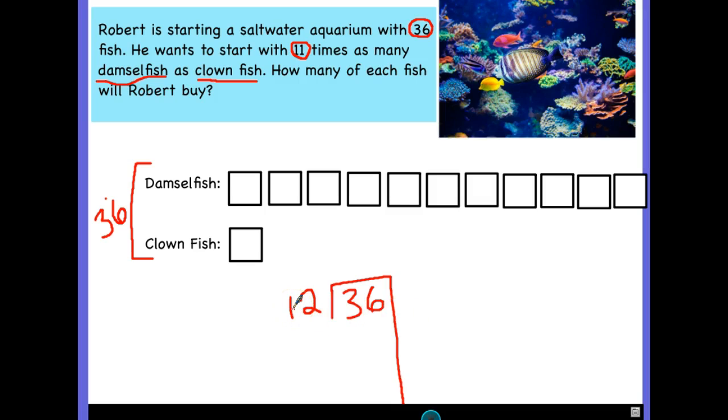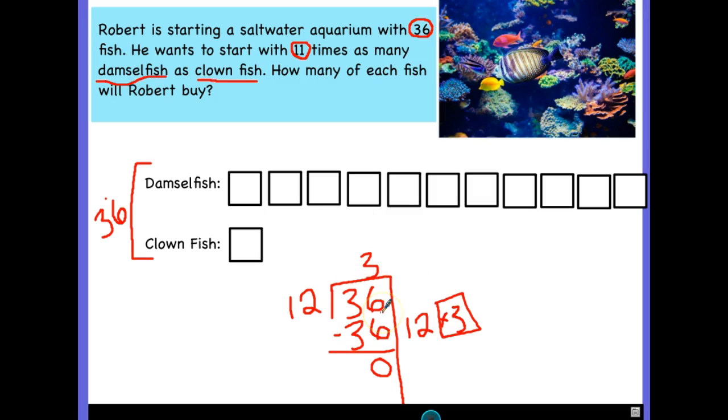36 divided by 12 is pretty basic, but we'll still solve it using partial quotients. So how many groups of 12 are there in 36? Well, we can pretty easily figure out that there are 3 groups of 12 in 36. 12 times 3 is, in fact, 36. So I can take away 36, and I have a remainder of 0. And that shows me that my quotient is going to be 3 with a remainder of 0.